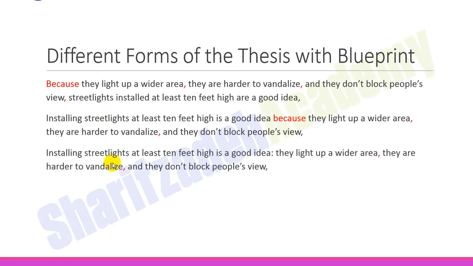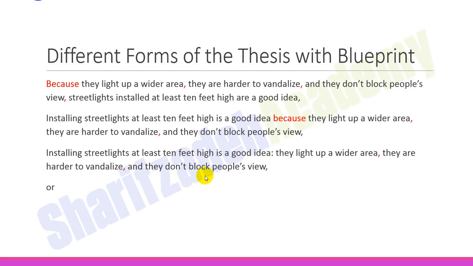Or you can write it like this: installing street lights at least 10 feet high is a good idea. Then you can put a colon here, as you see, and you can list your reasons here. They light up a wider area, without using a because here. They are harder to vandalize and they don't block people's views. And at the end you have to put a period here, because the sentence is going to finish. The sentence is over here.